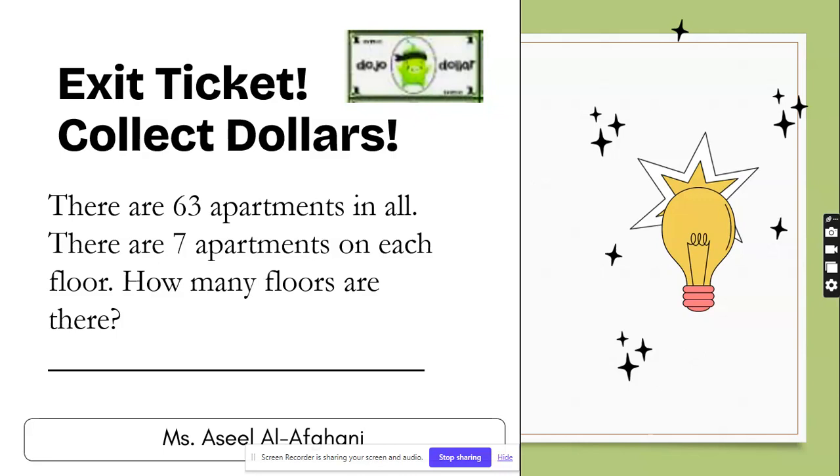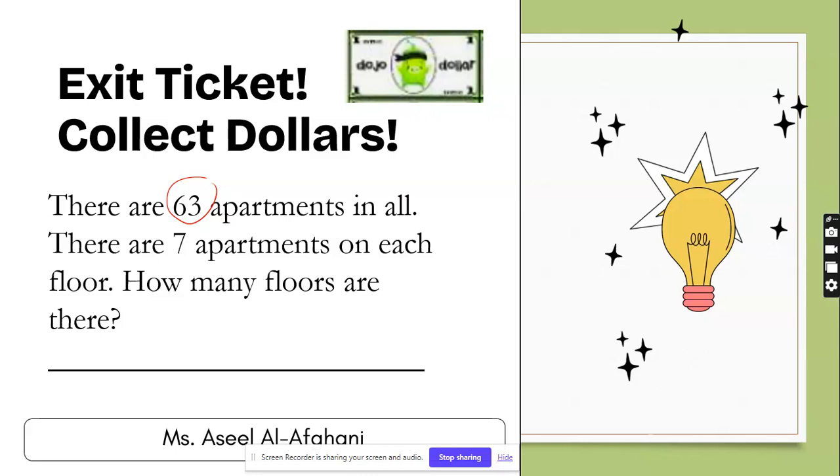Okay, so there are 63 apartments in all. I have 63 apartments. This is the total number of apartments. This is the number of objects in all. How many? Again, 63. Okay, great. Look, there are 7 apartments on each floor. How many floors are there? So you have a number of floors, and on each floor I have 7 apartments. So I have 63 in all, and I have a number of floors such that each floor has 7 apartments, 7 objects. It is like having 63 straws, and I have a number of cups, but I have 7 straws in each cup. So how many cups do you have?